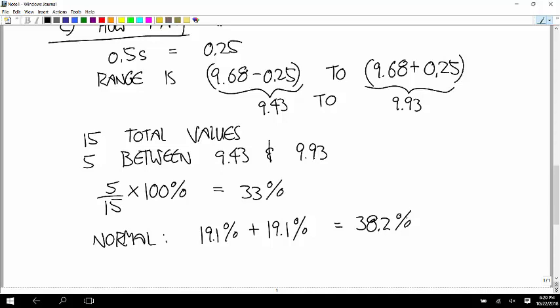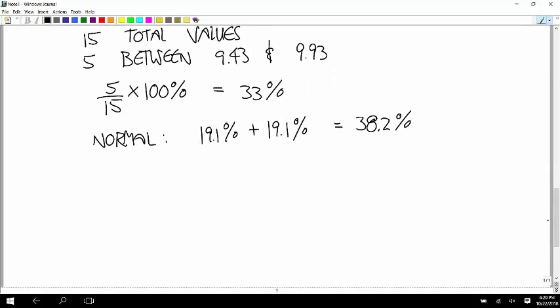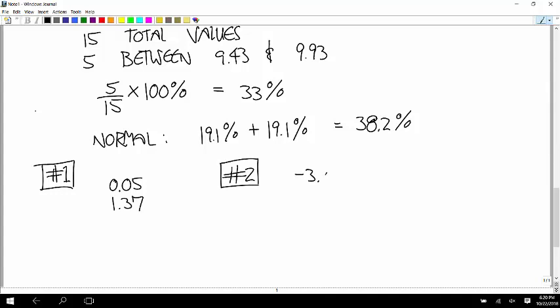I think that was 0.05. So number 1, I think it was 0.05 and 1.37. And then number 2 was negative 3.06 and 1.29.